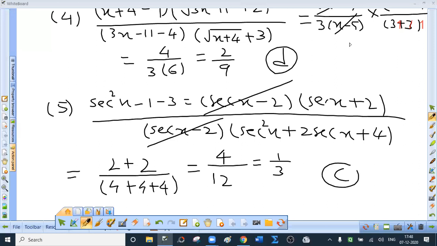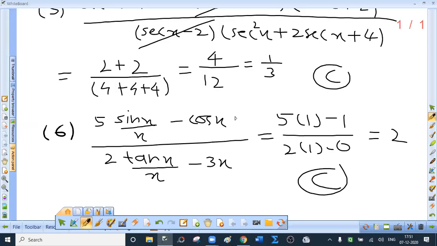Sum number 5. Limit x tends to pi by 3 of tan square x minus 3 upon sec cube x minus 8. See, what is tan square in the numerator? Sec square minus 1 minus 3 means sec square minus 4. These are the factors. Denominator is of which type? a cube minus b cube. What are the factors? a minus b, a square plus ab plus b square. Sec minus 2 gets cancelled. So we get this. Take limit. What is cos pi by 3? Half. What is sec pi by 3? 2. So 2 plus 2 upon 4 plus 4 plus 4. 1 upon 3 is the correct answer which is given in option C.